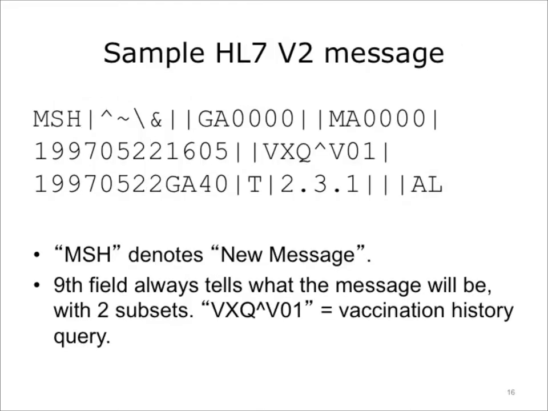In an HL7 version 2 message, every new message starts with the 3-letter acronym MSH, so we know this is the first line of a message. There are 14 pipes, which indicates 15 fields overall. Another characteristic of these messages is that the 9th field in the first line denotes what type of message it is. It always has 2 subsets, the first of which is a 3-letter acronym, in this case, VXQ. VXQ caret V01 indicates that this is a vaccination history query.